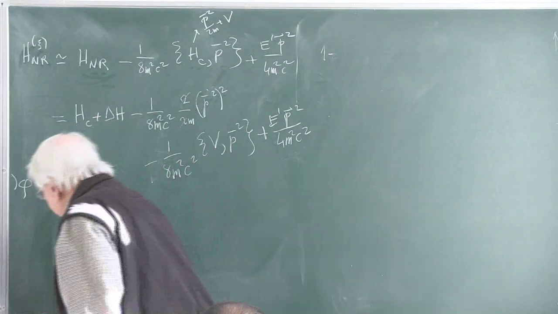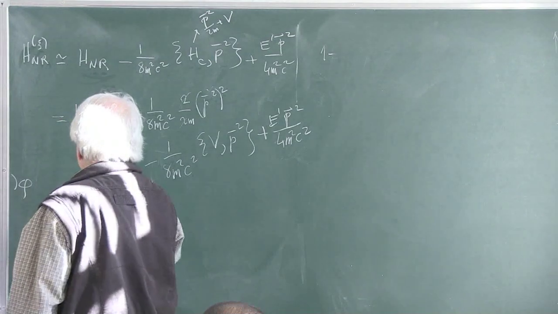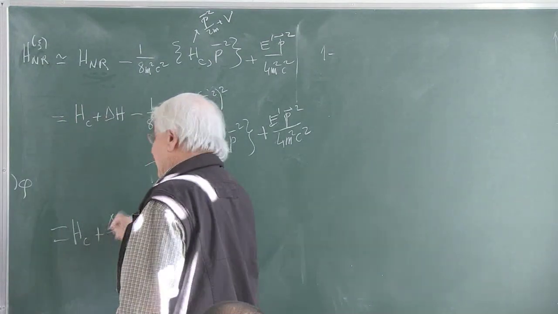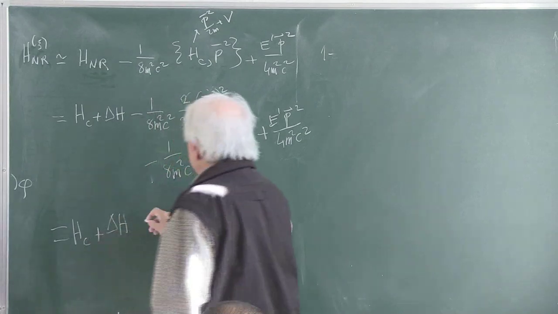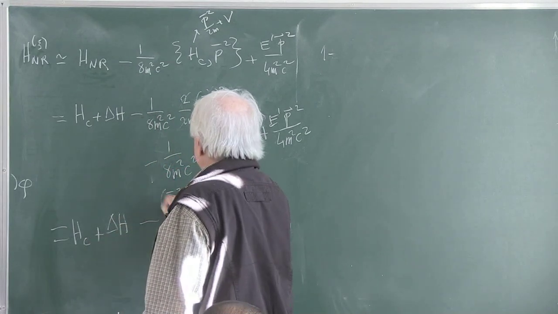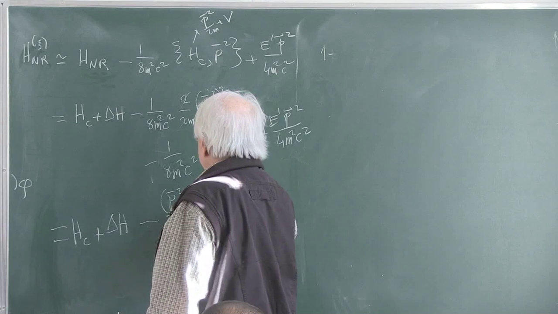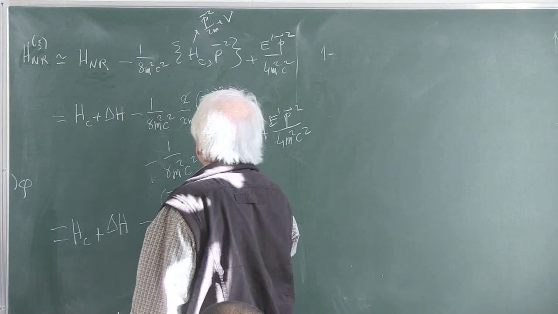So H Coulomb plus the delta H, whose form we know quite well, minus p squared squared divided by 8 m cubed c squared.